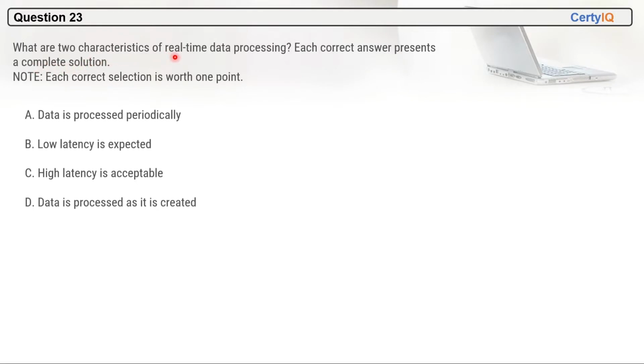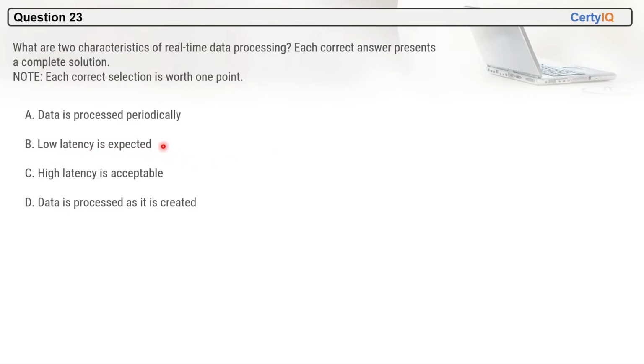Next question, question 23. What are two characteristics of real-time data processing? Each correct answer presents a complete solution. Each correct selection is worth 1 point. So B and D are the correct answers because it is real-time data processing. Hence, there will be very low latency. Low latency is expected. What is latency?